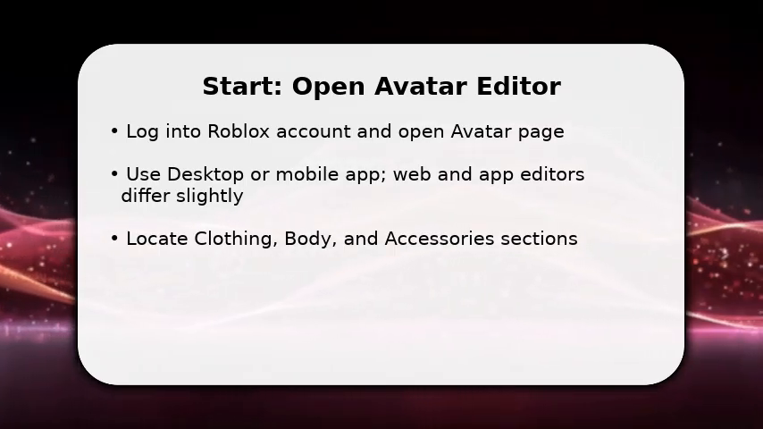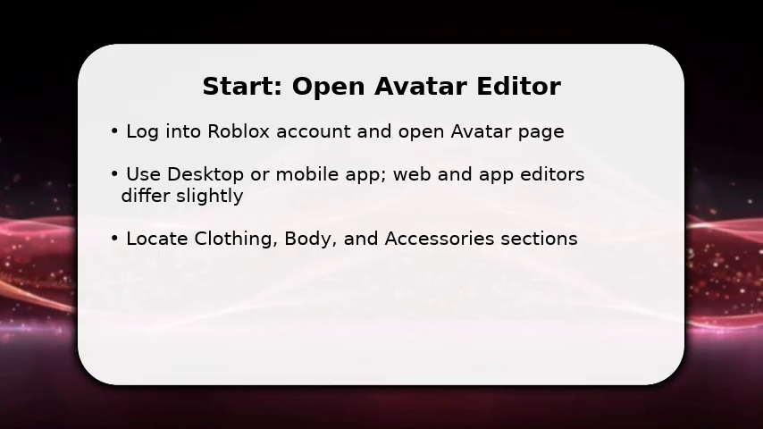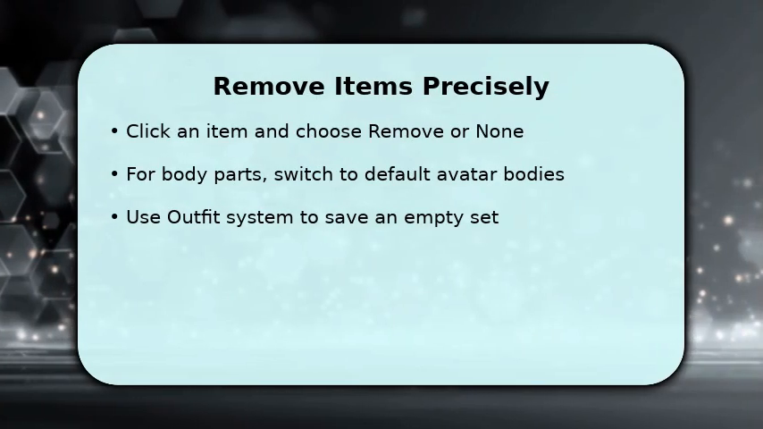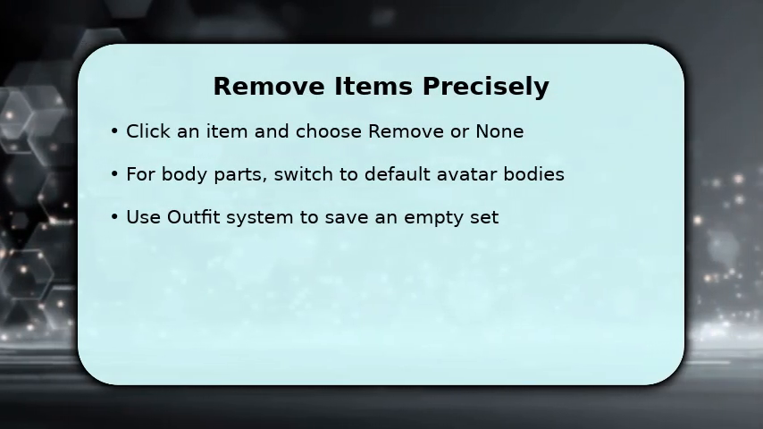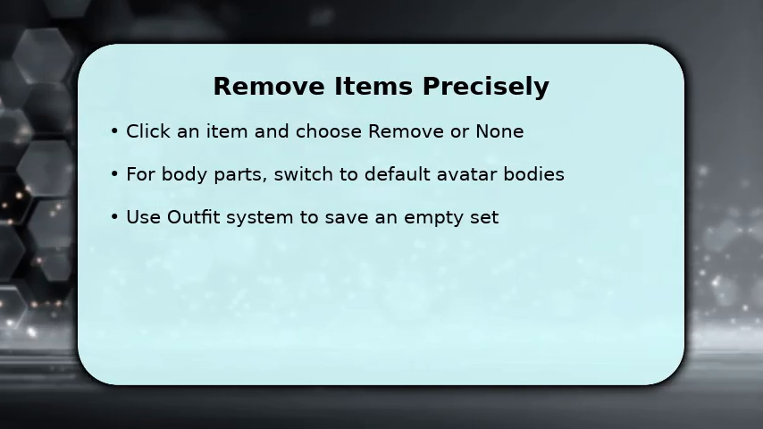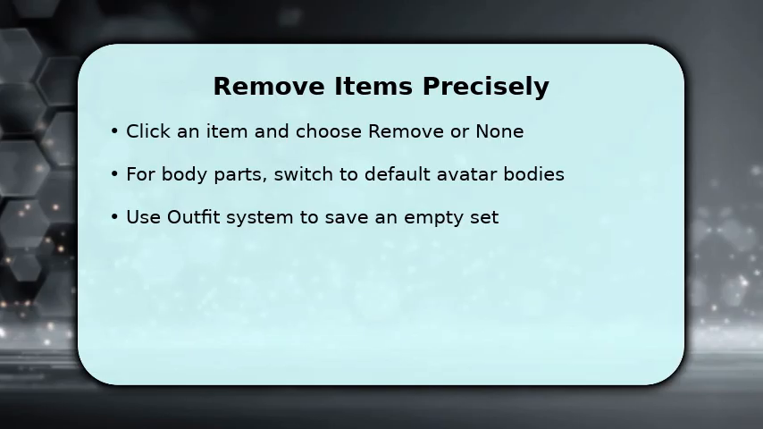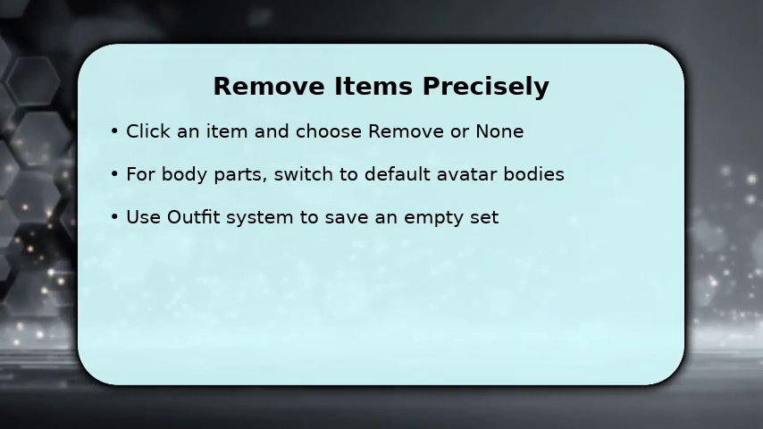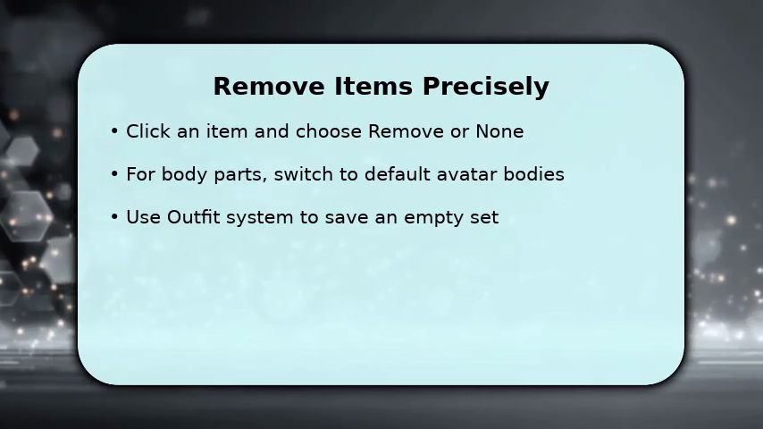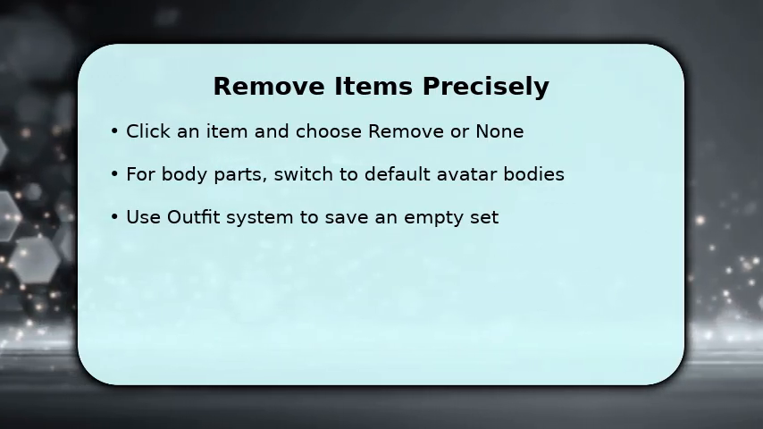Start removing items by selecting their slot so you can clear or replace them. This keeps your avatar predictable. Now remove specific items one by one so nothing unexpected remains. Click a hat or accessory and hit remove or set it to none. For shirts and pants, pick the empty option or delete the asset from that slot. If you changed a body type, switch back to the default body to remove custom meshes.